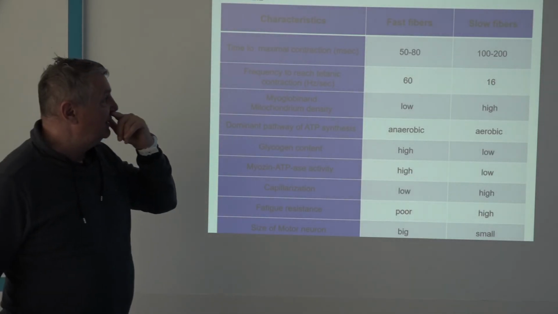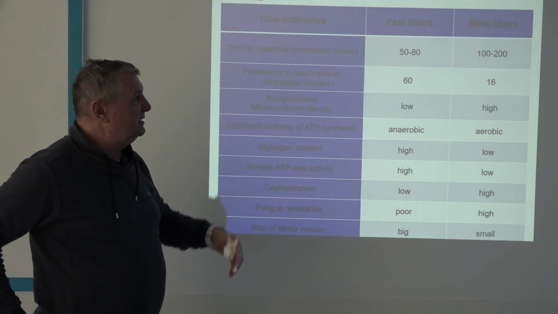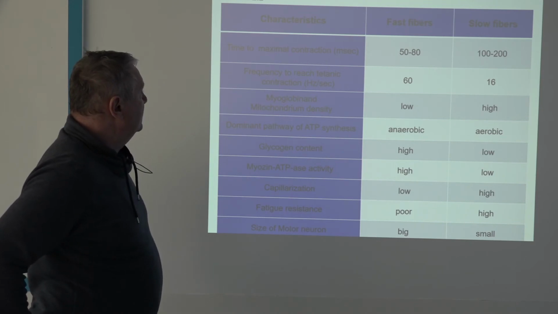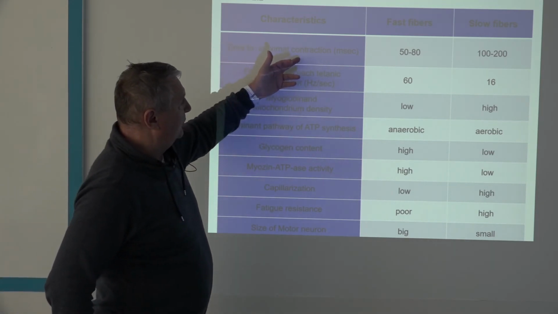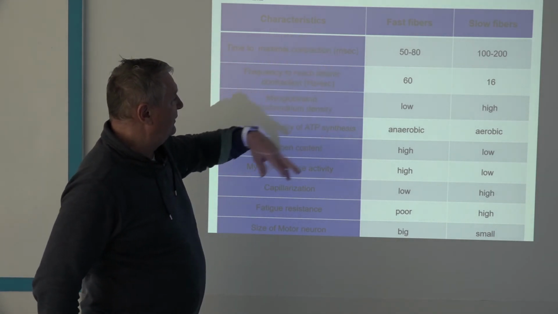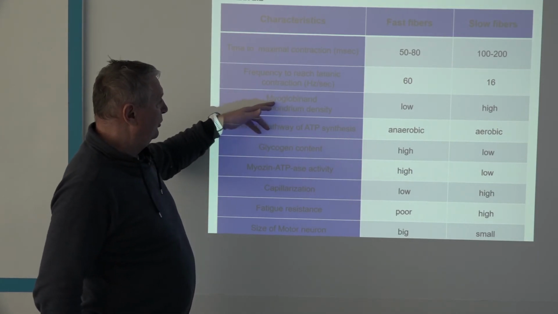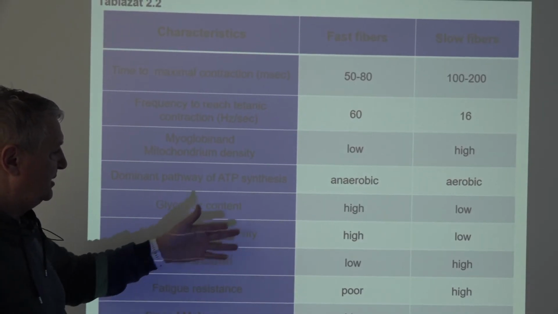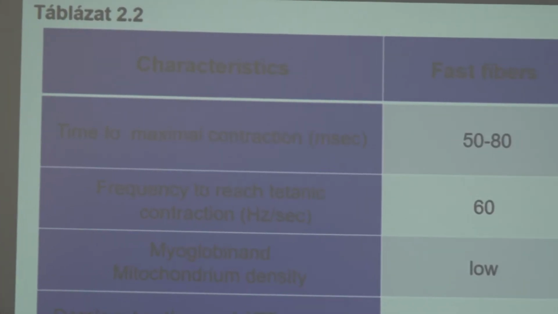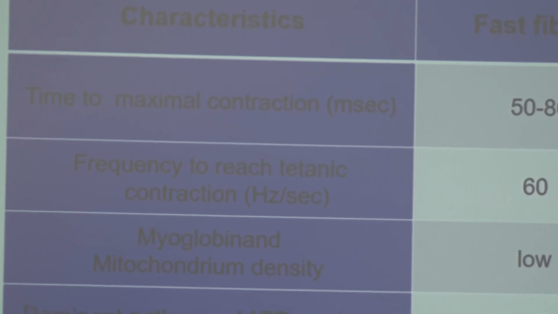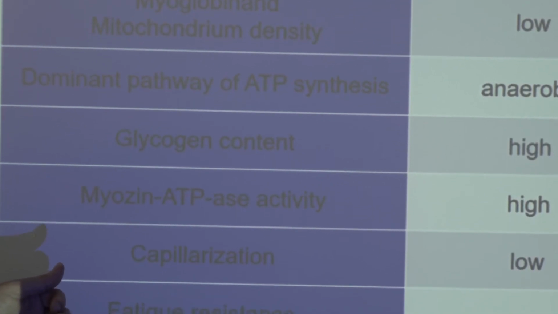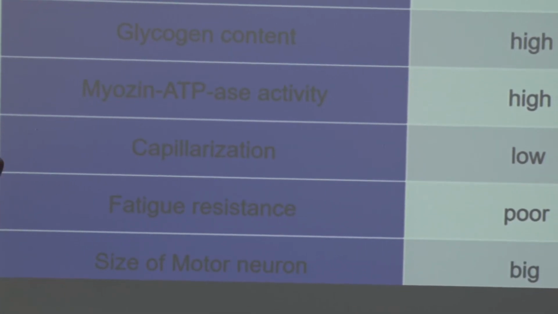So what you can see here is the differences between fast fibers and slow fibers. Time to the maximum contraction, you see the differences. Myoglobin concentration, dominant pathway, myosin ATPase activity, size of the motor neuron. Where is capillarization important? Mitochondrial number, I cannot see mitochondria.